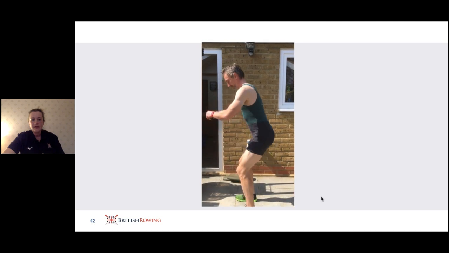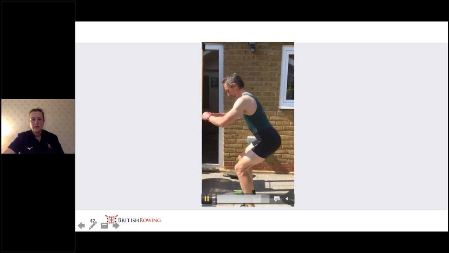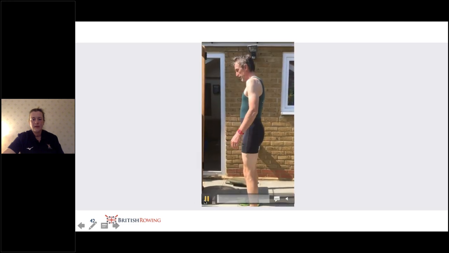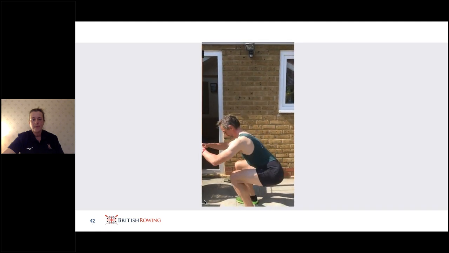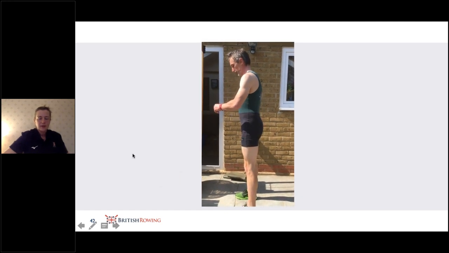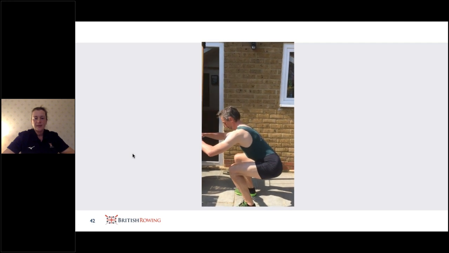So really thinking through that movement pattern, looking at what the hips are doing, moving back, thinking about what the heels are doing. Obviously this is a master's rower, don't mind me saying that. But nice movement, thinking about the basics, getting the basics right in terms of getting that squat right.